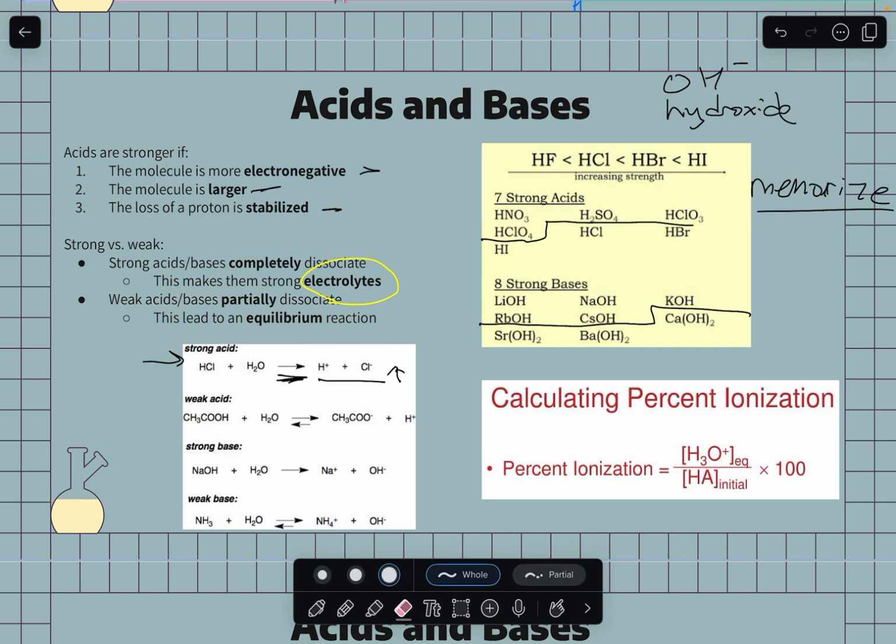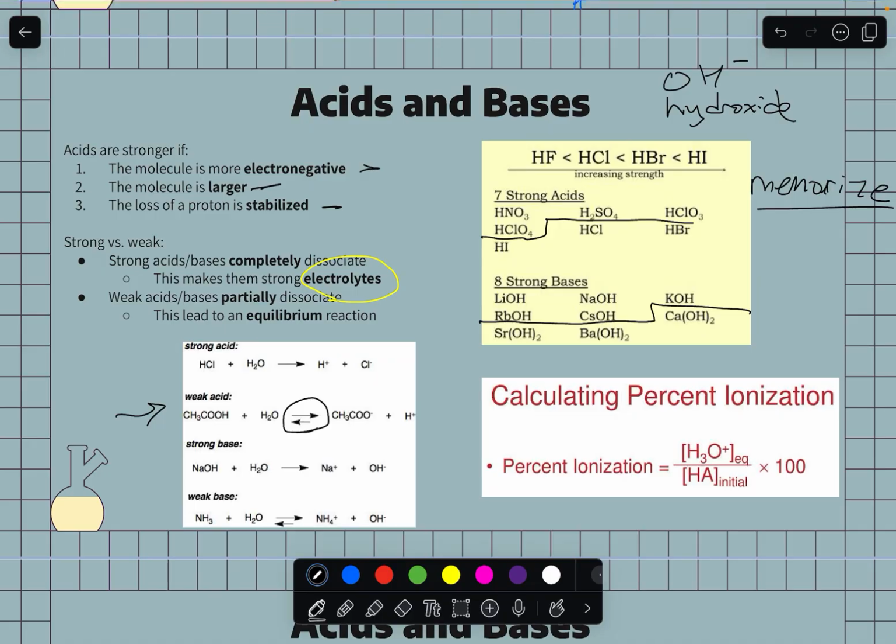Weak acids and bases partially dissociate. So there's an equilibrium arrow. Remember, equilibrium arrow means it's going both forward and backwards at an equal rate. So anytime you have a weak acid or a weak base, you have an equilibrium going on.